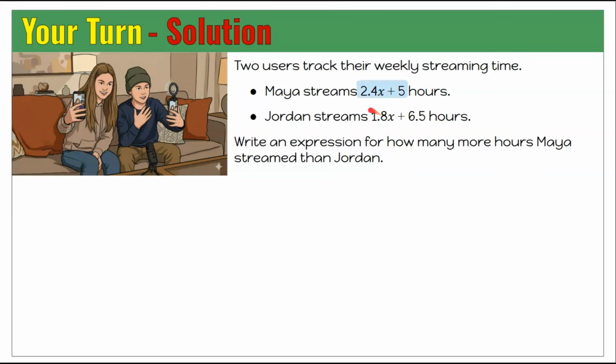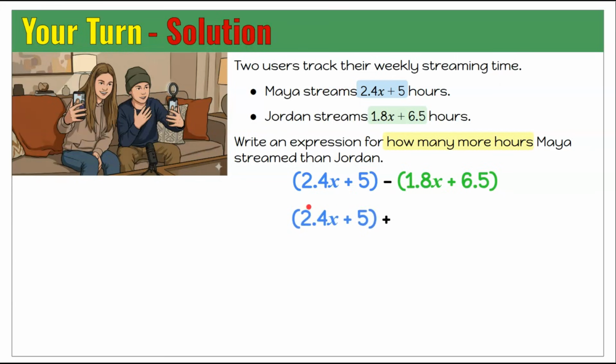So we want to understand that Maya did 2.4x plus 5 hours. Jordan did 1.8x plus 6.5, and we're asked to find how many more hours Maya streamed. So we're going to take Maya's streaming hours, subtract Jordan's streaming hours, and we'll know the difference. So we're going to rewrite using addition. There's no subtraction here, it's already all addition. Change that subtract to add, and we're going to find the additive inverse by distributing negative 1.